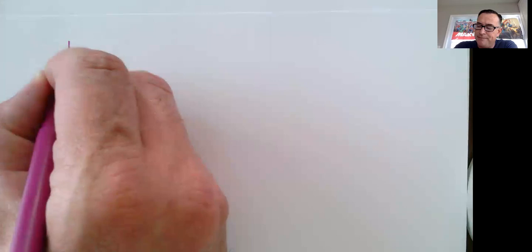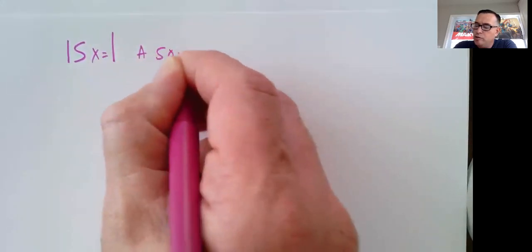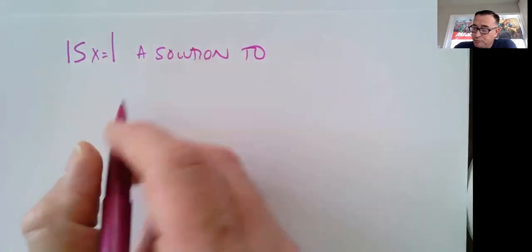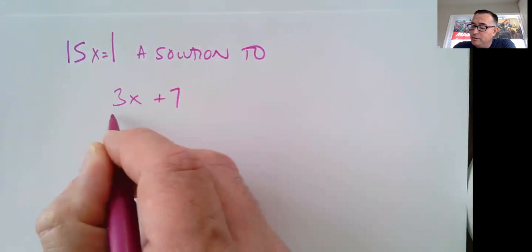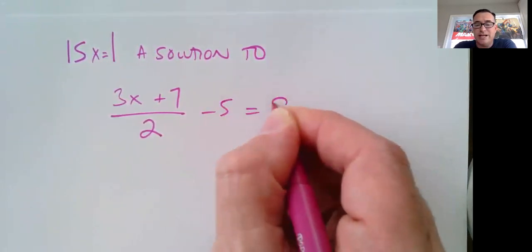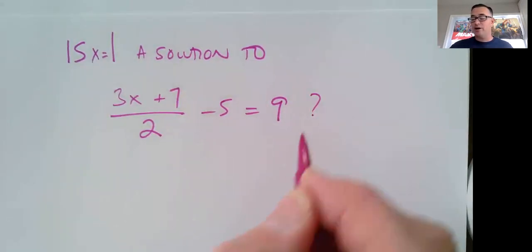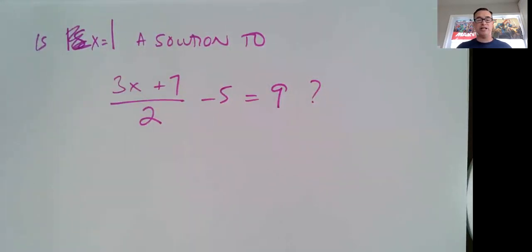And it's a little more complicated than what you're generally going to see. But if I say, is x equals 1 a solution to, and then I'm going to write this equation: 3x plus 7 over 2 minus 5 is equal to 9. Now, this right here, this is a mess. There's a lot of craziness here. Let me cross that out so it looks better. Is x equals 1 a solution to that?